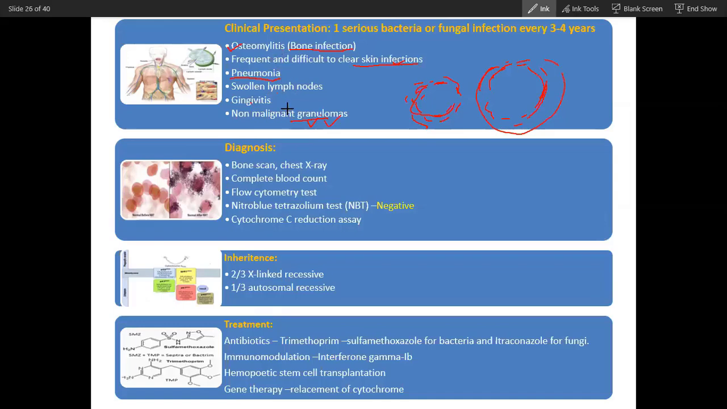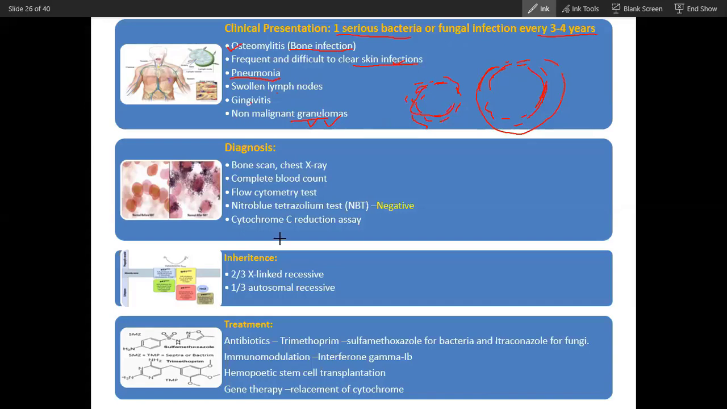So what are the features? Infection first. Which infection? Bone infection, skin infection, and lymph node infection. Gingivitis. These are the infections you will see. And as the disease name suggests, chronic granulomatous, so granuloma formation. You can see here, every 3 to 4 years there will be one serious bacterial or fungal infection.